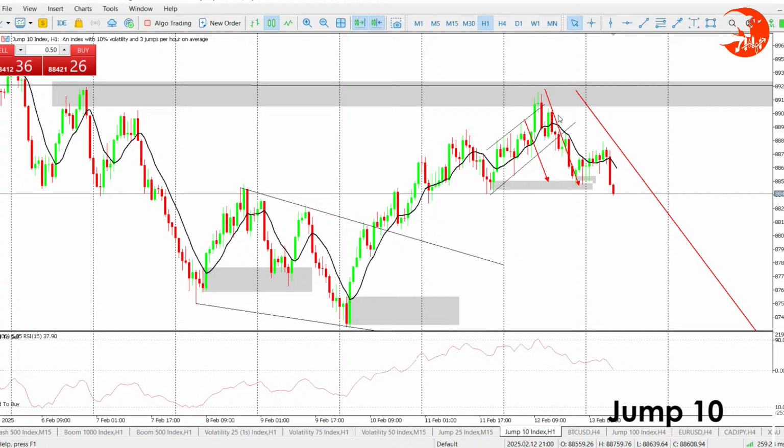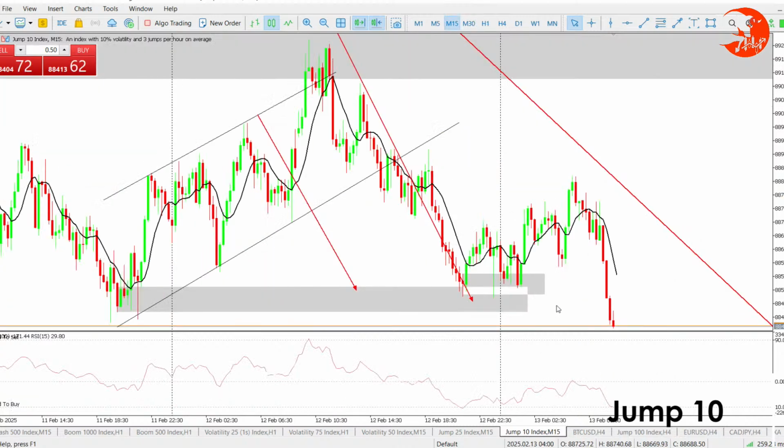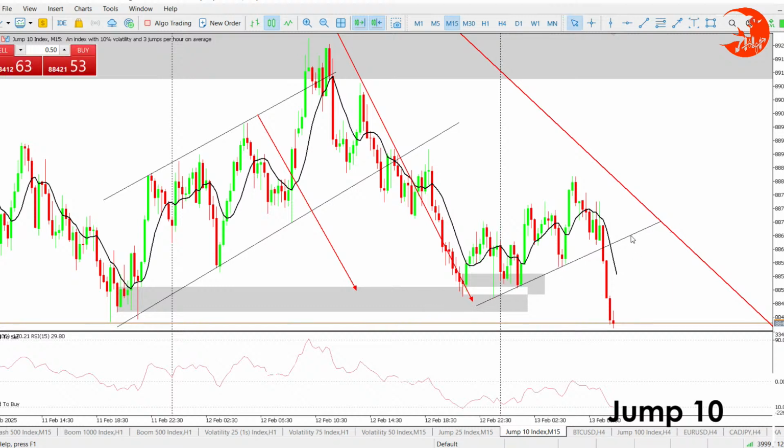All right, so now what do we have? Let's check what we have here. So before it can leave us, actually, let's make use of our trend line right here. Perfect.